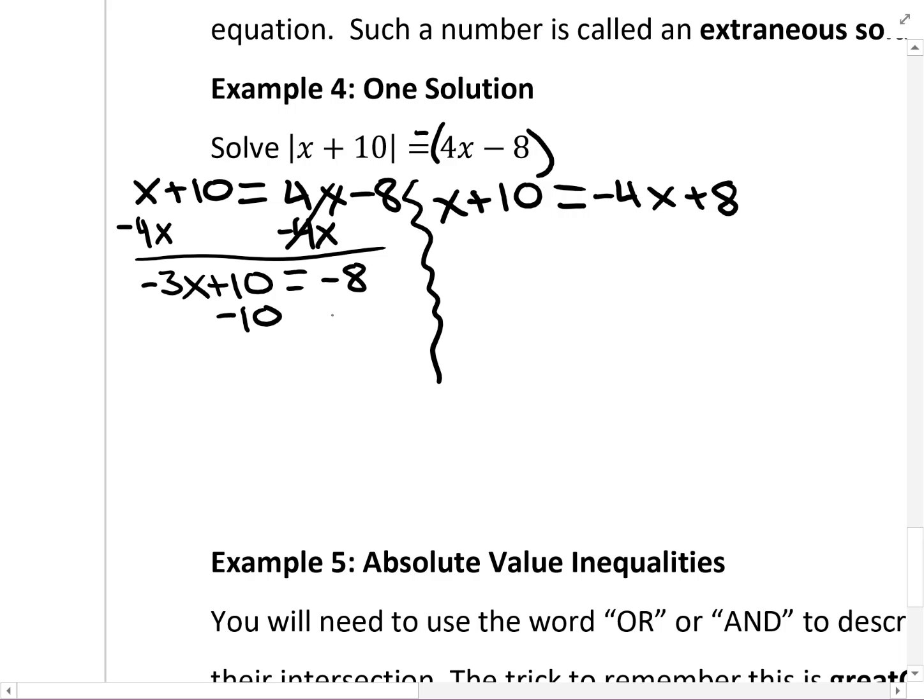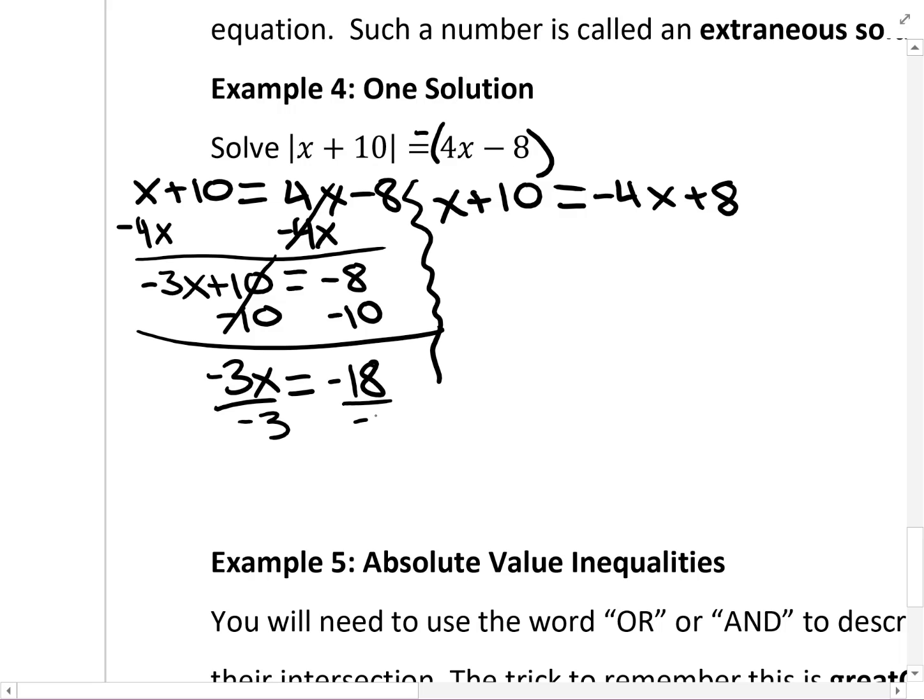Subtract 10 on both sides. Negative 3x equals negative 18. Divide by negative 3 on both sides. X equals 6. I'm using up a lot of my space, and I have to remember to check, so I'll remember to do that later.